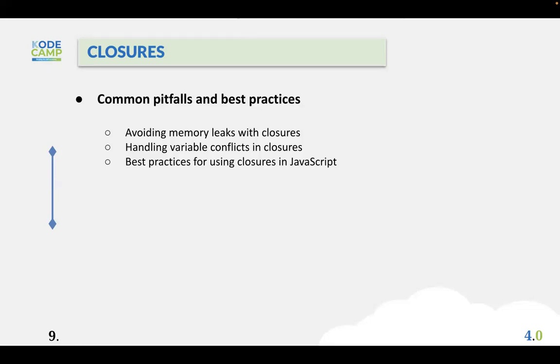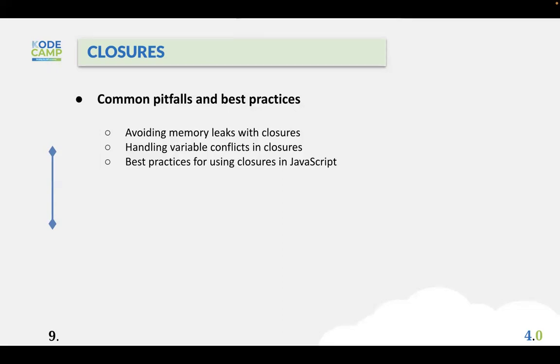When you run your application, when it's time to garbage collect and it doesn't happen, it will keep consuming the memory. It will kind of crash the system or something like that. It will exhaust the memory. And handling variable conflicts. So this is a best practice actually.